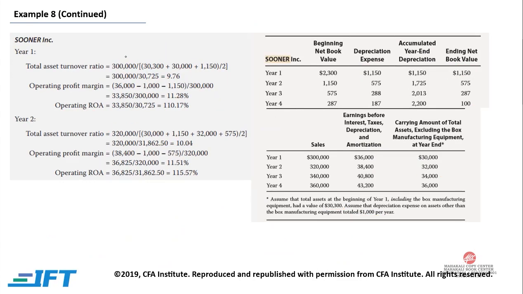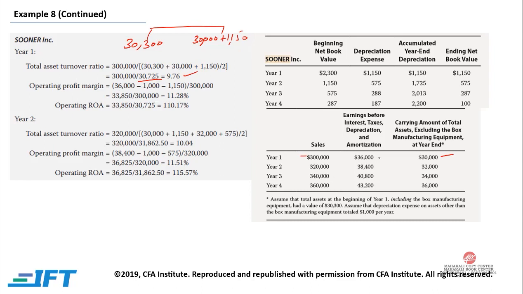Now for the second case, the same mechanism would apply. The first one is total asset turnover. So revenue remains the same, 300,000. So we need to find out your average assets. Firstly, the beginning is 30,300, in the end it would be 30,000, and we also need to add the box. So 30,000 plus 1150, and we divide this by 2 in order to find the average assets. So average assets equals 30,725. So 300,000 divided by 30,725 gives us 9.67.